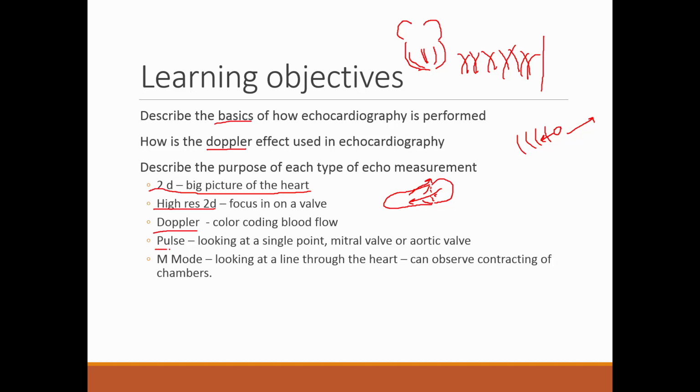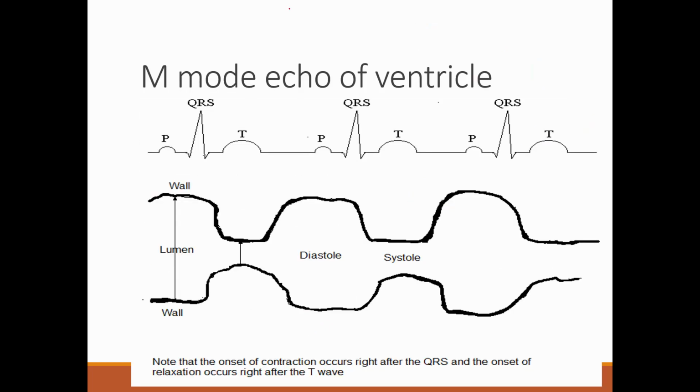Then there was a single pulse. I'm going to show you a couple of diagrams of what a single point looks like. And then there was the M-mode. The M-mode was shooting an arrow. So you've got your ventricle. You could shoot an arrow through two chambers, and you could see both chambers contracting. So here's that M-mode.